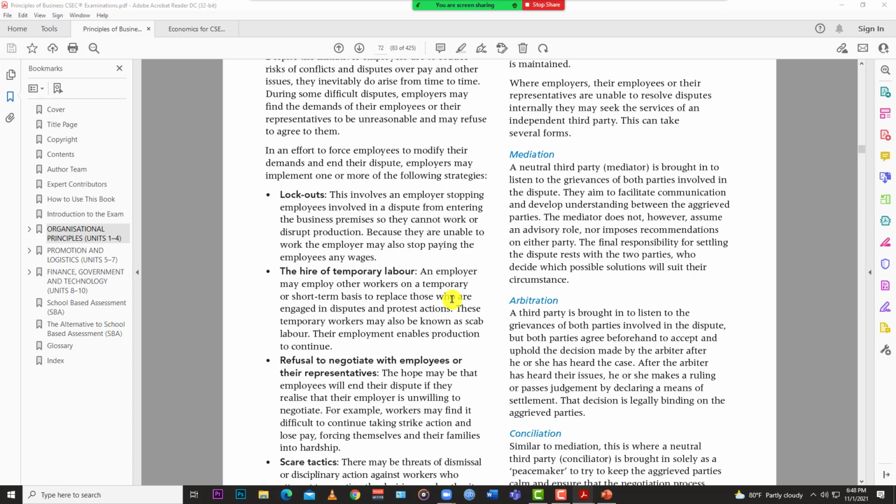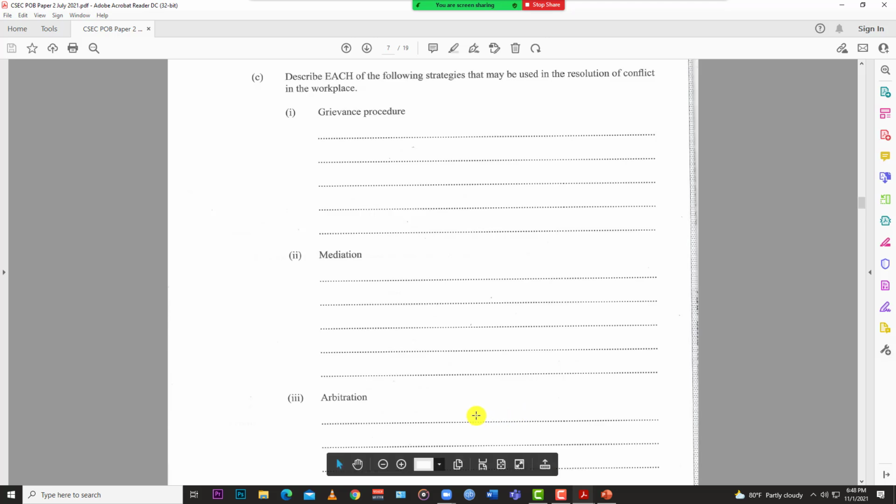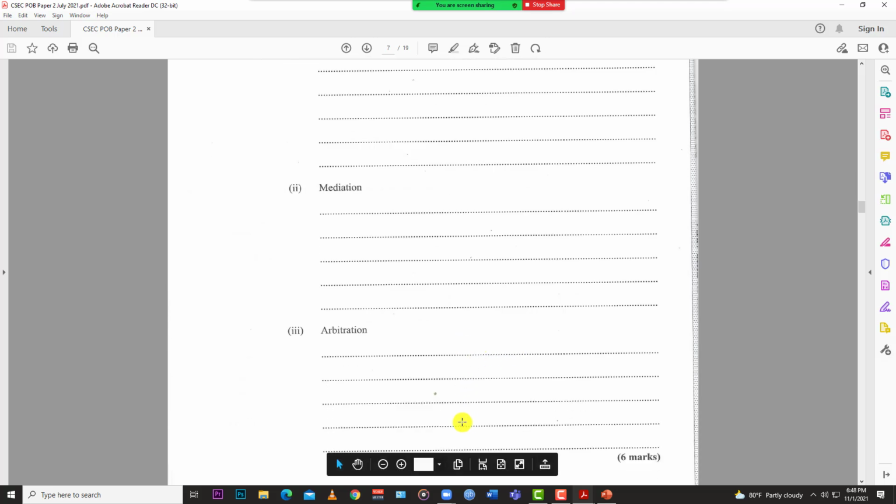But the mediator is just there to make sure that things go a little smoother than they would have if it's just two persons locked up in a room and they want to kill each other. Not literally, but metaphorically, right? So that's what mediation is all about. And then the last one they're asking about here is arbitration.